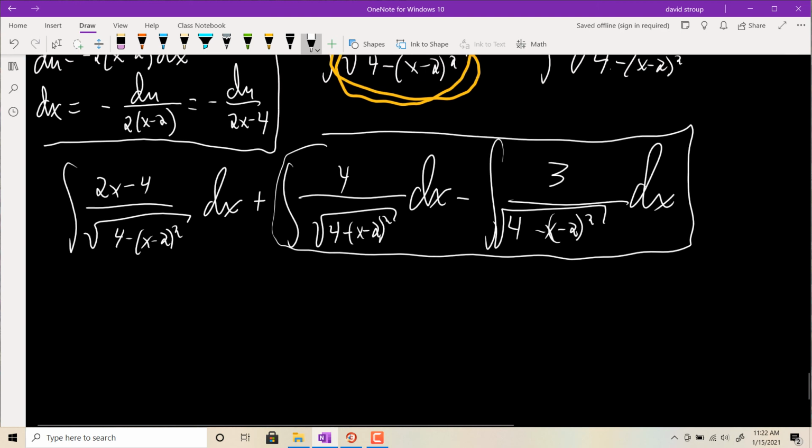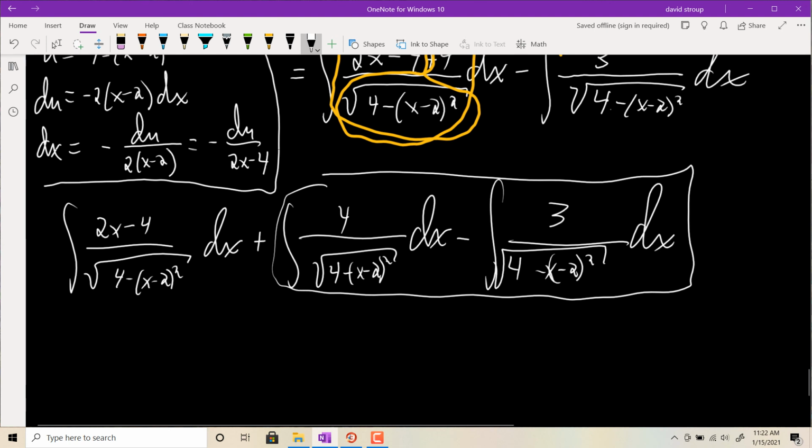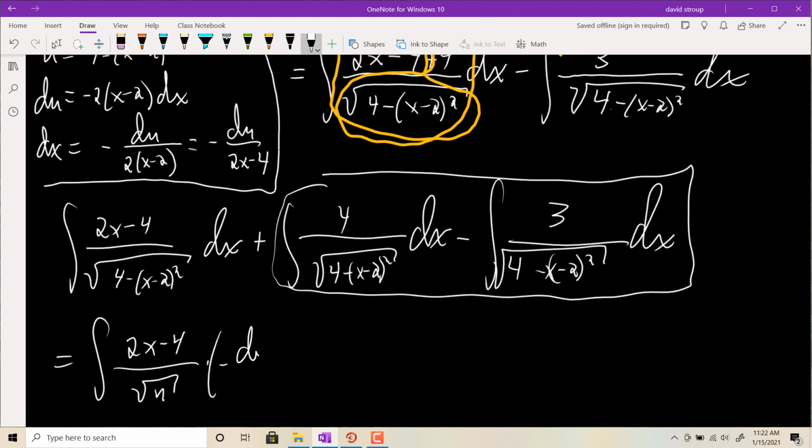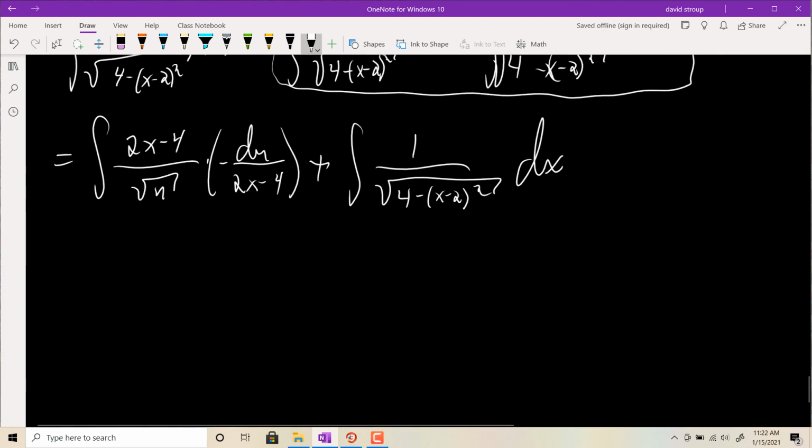And then also we're doing the u sub on the first integral. So the first integral will be the integral of 2x minus 4 all over the square root of u times negative du over 2x minus 4. And then plus the integral of 1 all over the square root of 4 minus (x minus 2) squared dx. The 2x minus 4's will cancel. I'll rewrite the integral as u to the negative 1/2, and we have a negative floating around as well, du.